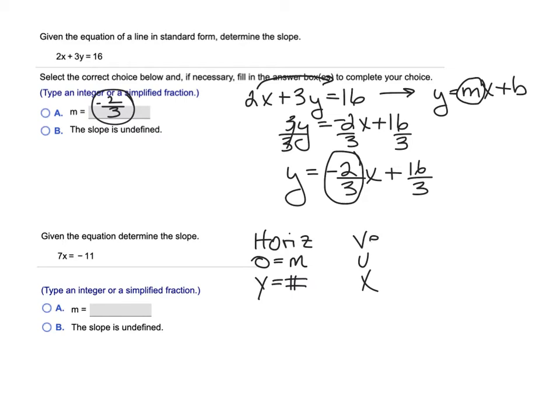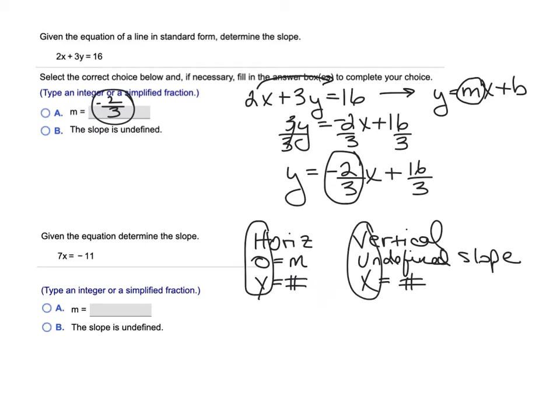The VUX is, of course, a vertical line. The U is the slope, undefined. Sorry, that's messy. Undefined slope. And a vertical line is always in the form of x equals. Okay? This is just, like I said, a memory peg. HOY and VUX.